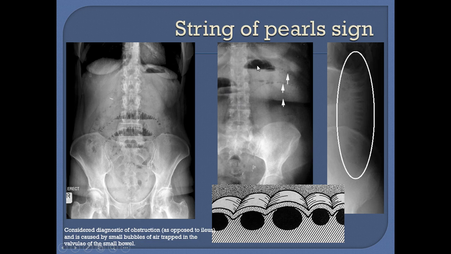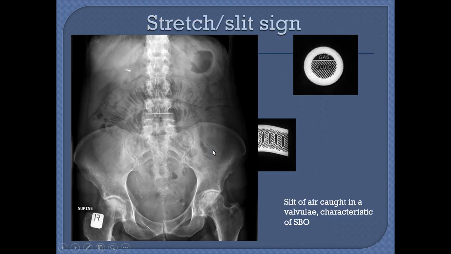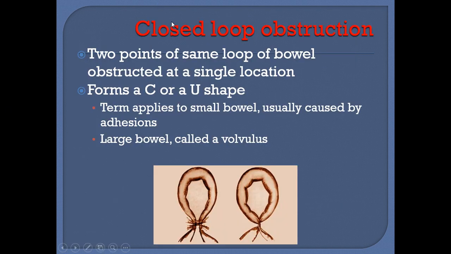Then a string of pearls. You can see small specks along the periphery of the bowel loops. You can see this one, and the dilated bowel loops with valvulae conniventes and air fluid level. Then stretch or slit sign. You can see the valvulae conniventes are far away, like they are open, the coil is open. This is called the slit sign, one of the signs of a small bowel obstruction.